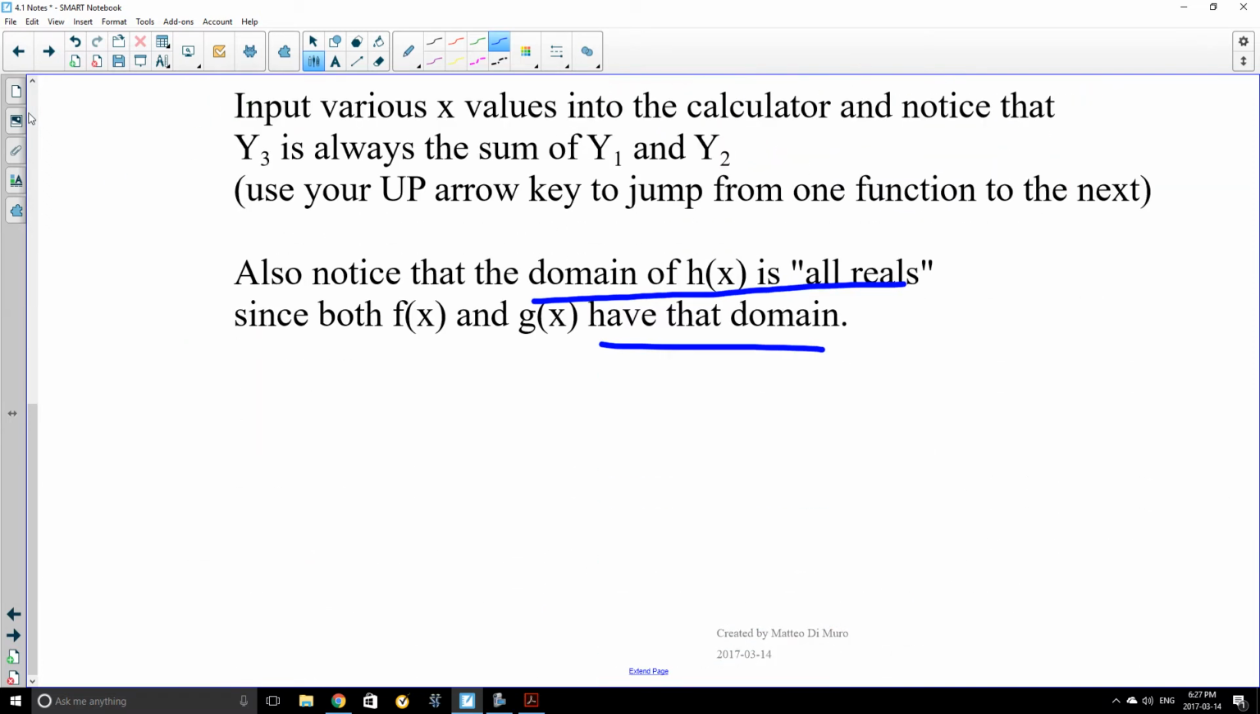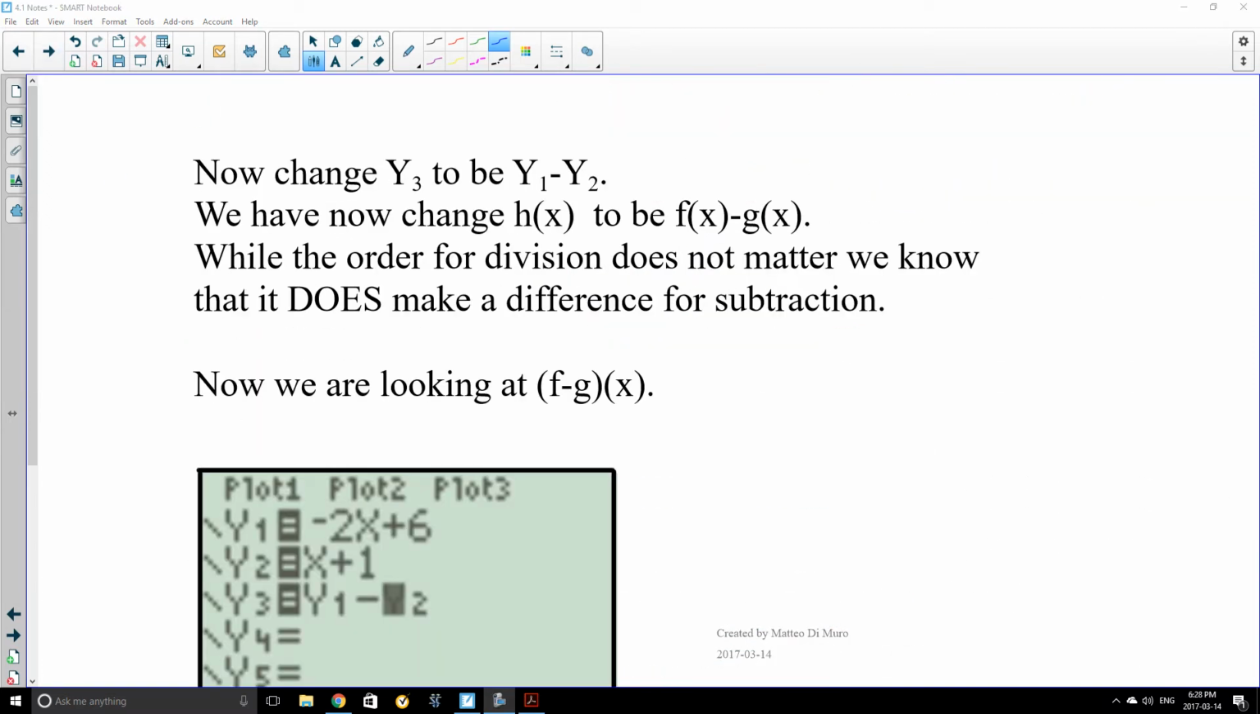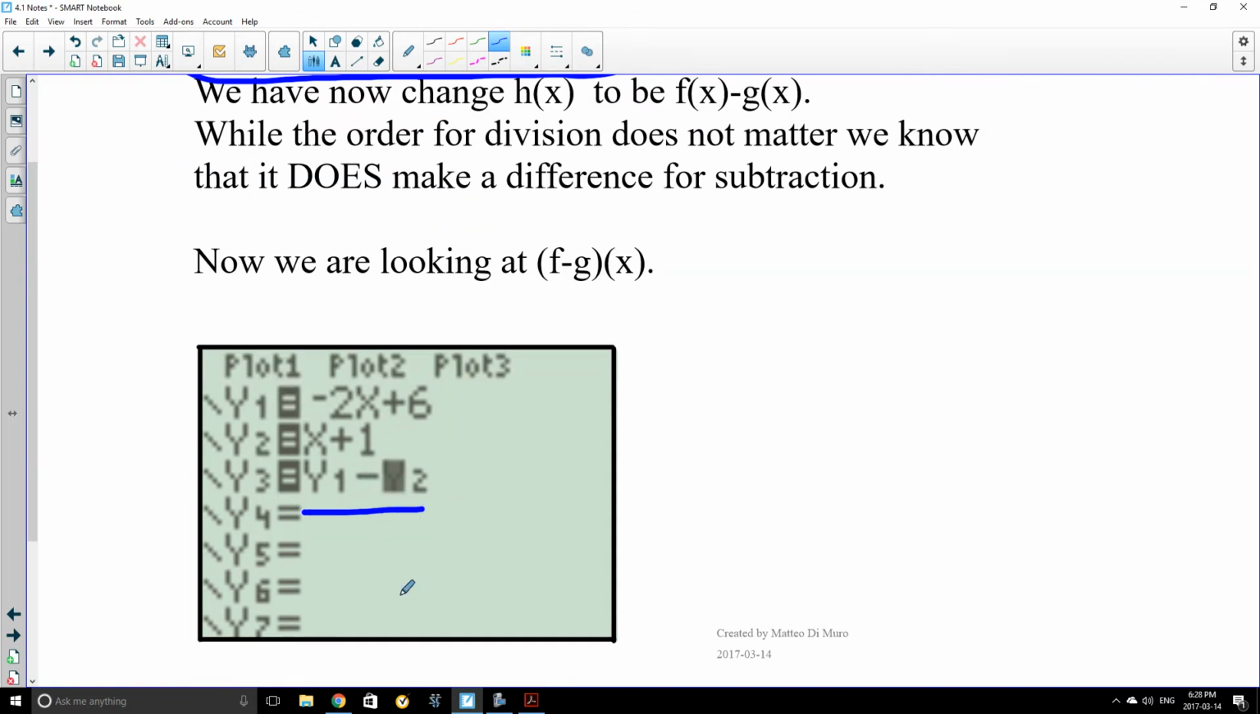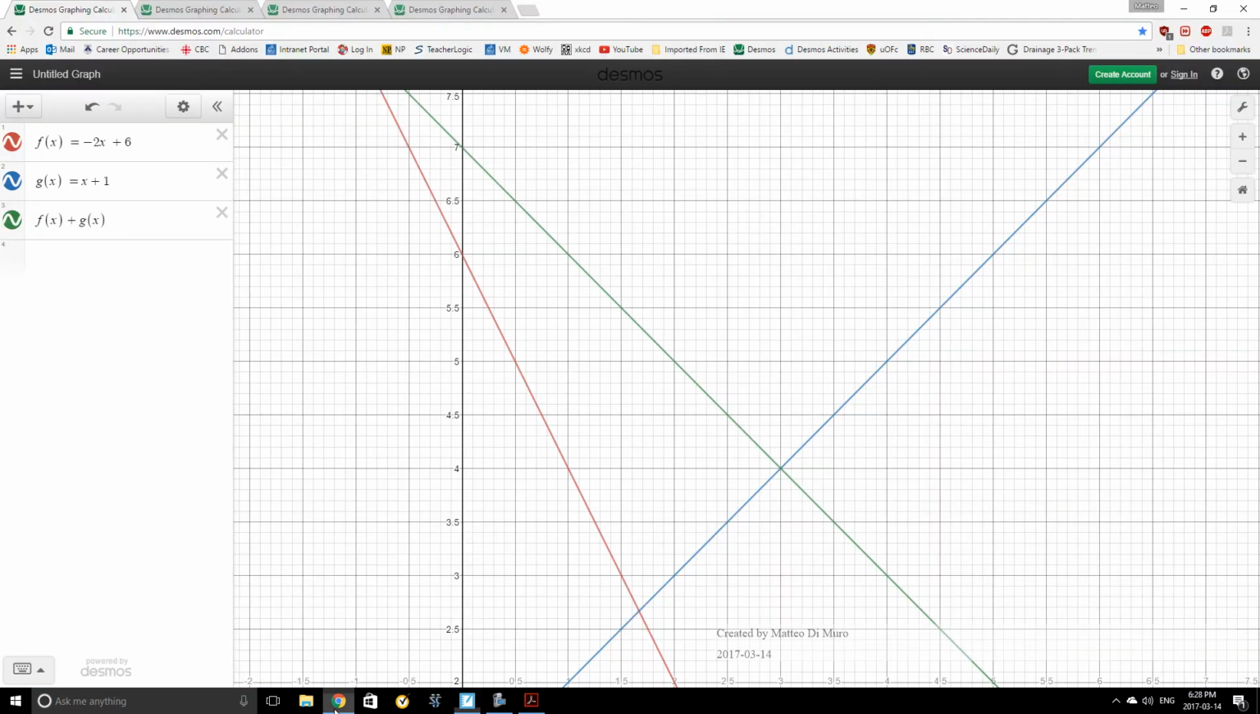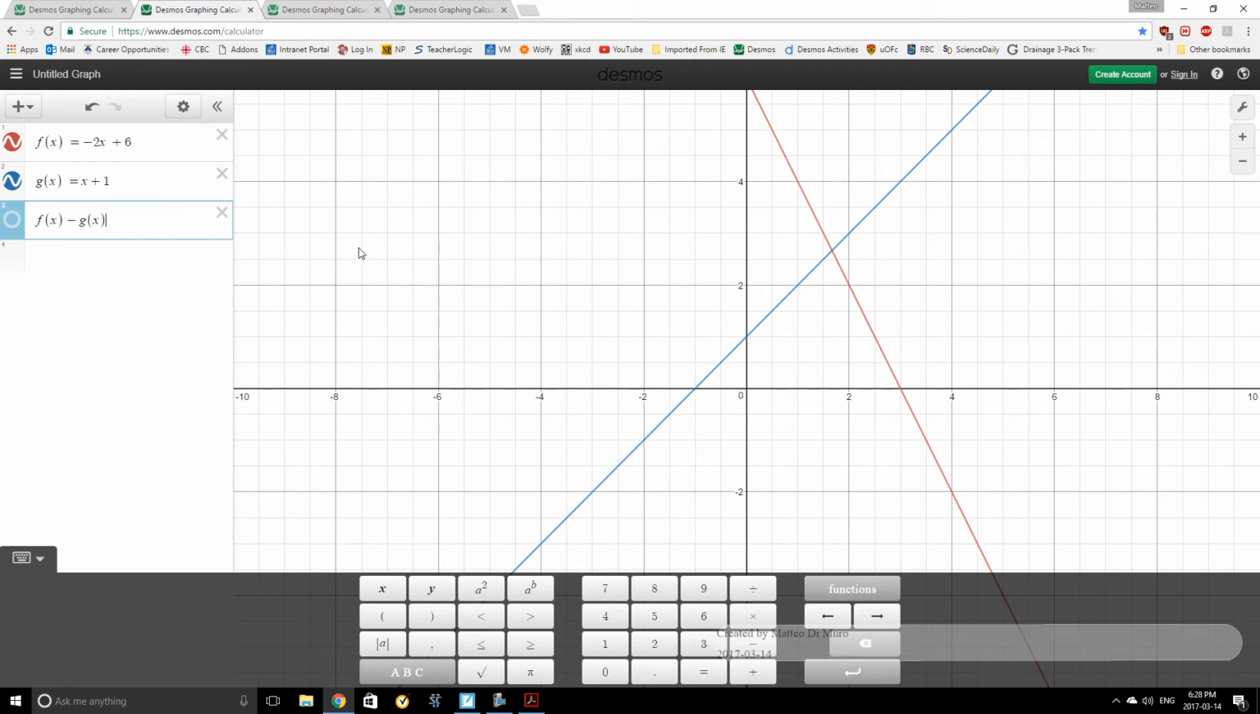Okay, let's do subtraction now. If you're doing it on your graphing calculator, what you can do is change y3 to y1 minus y2, just like that. If you're not doing it on your graphing calculator, no problem. I got it over here on Desmos. Once again, we got the same two functions: negative 2x plus 6 and x plus 1.